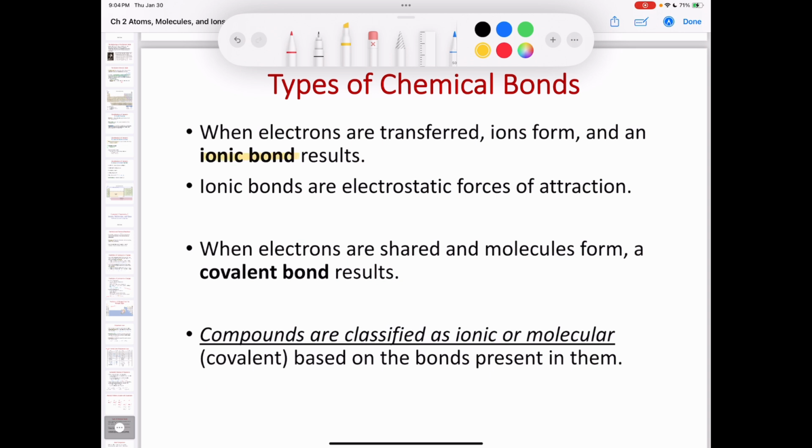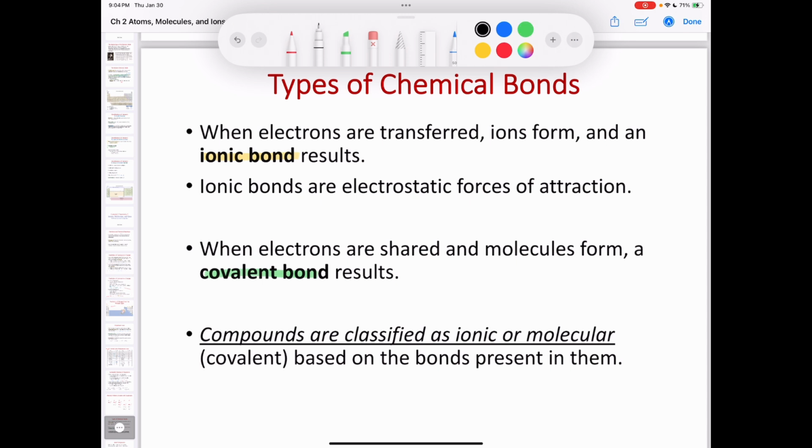One is what's called an ionic bond. The other one is what we call a covalent bond. And the difference between the two is going to be covered here. So when electrons are transferred, ions form and an ionic bond results. Okay, ionic bonds are electrostatic forces.